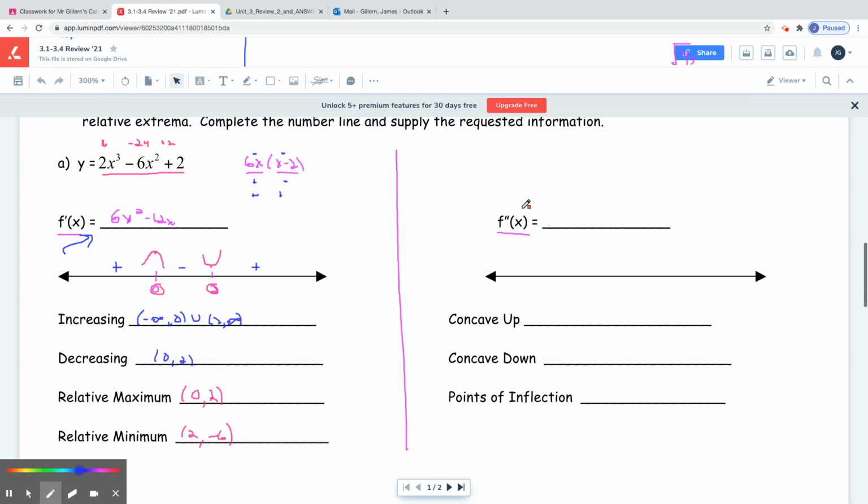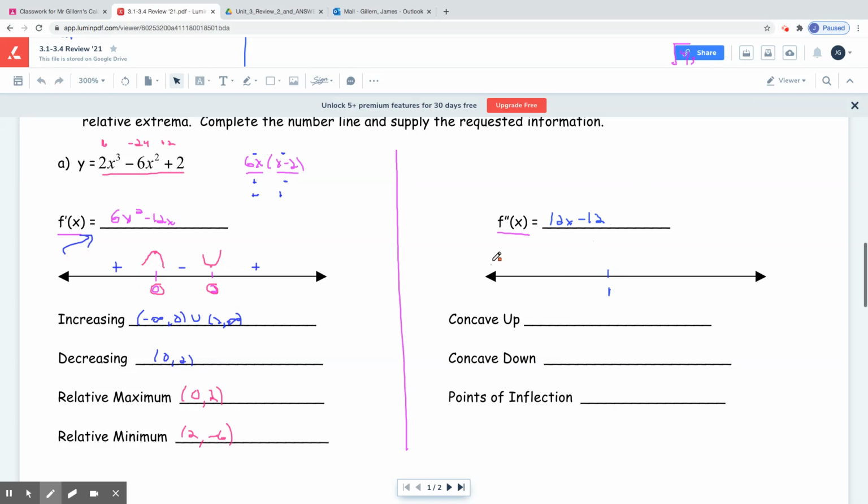All right, so now we do the same thing we just did, but now we do it with concavity with the second derivative. So for the second derivative, we take the derivative of the first derivative. The derivative of 6x squared is 12x. The derivative of negative 12x is negative 12. We set that equal to 0, we get 1. So there's only one critical value.